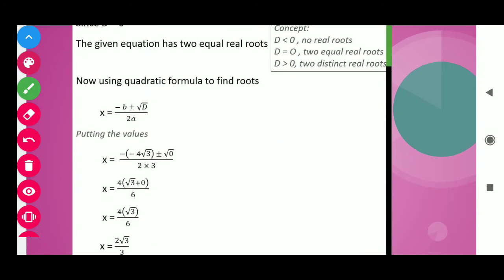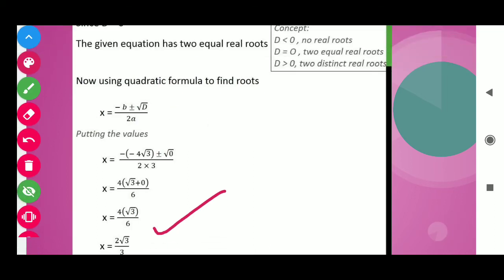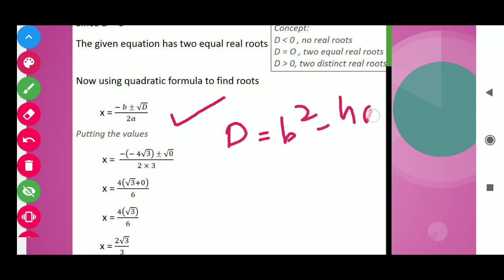And there is the quadratic formula that we have already done. Quadratic formula is x is equals to minus b plus minus under root d over 2a. Here d is b square minus 4ac. So students, put the value of b square minus 4ac here. This is 0. In this way we get 4 root 3 over 6. By solving this we get x is equals to 2 root 3 over 3.